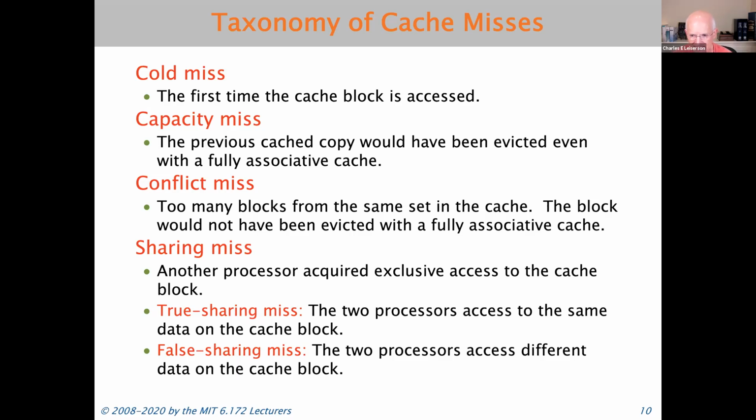And there are two kinds of sharing misses. A true sharing miss happens when the two processing cores access the same data in the cache block. Okay, that generally shouldn't happen if your program is free of determinacy races, because that is a determinacy race. You've got two things operating in parallel, trying to access the same thing at the same time. But it still could happen under the covers by the runtime system. So the runtime system is doing concurrent stuff as well. And a false sharing miss occurs when the two processing cores are actually accessing different data on the cache block.